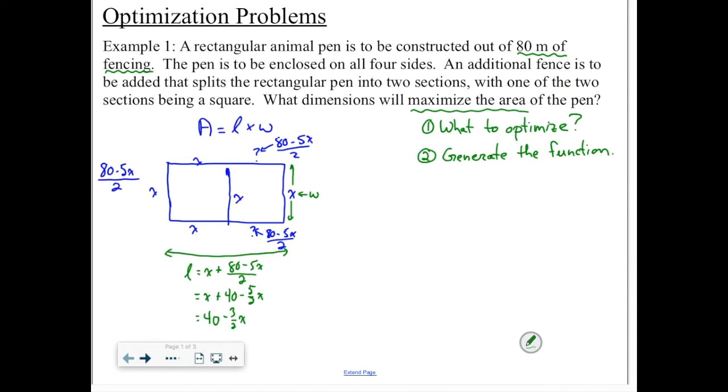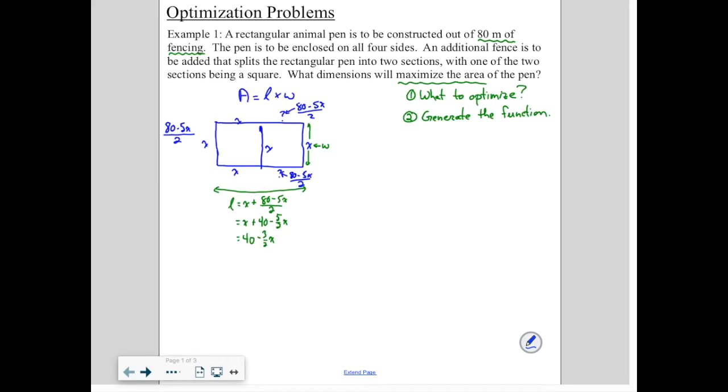All right, so there we go. We can now write ourselves an equation. Let's move this guy out. Actually, let's extend the page up a little bit. That'll be easier. Area is length times width, so the area is going to be the length, which is this 40 minus 3 halves x, times the width, which is also an x. So here we go. Now we've got our equation for area. We generated our function. That, as I mentioned at the beginning, is the hardest part of this problem. After this, things get a lot easier.